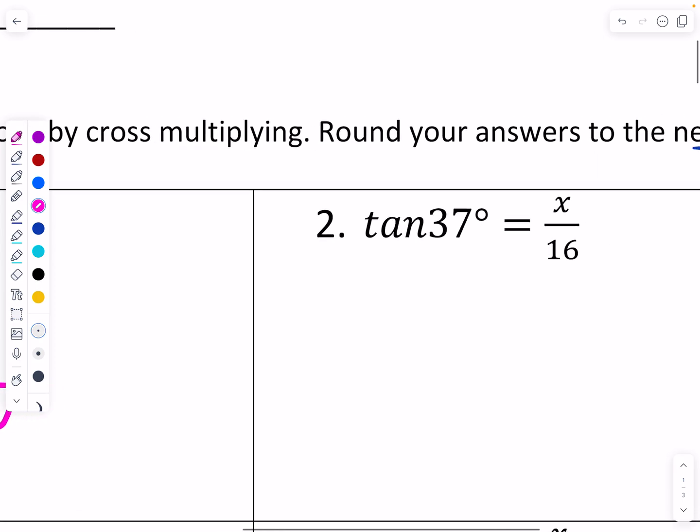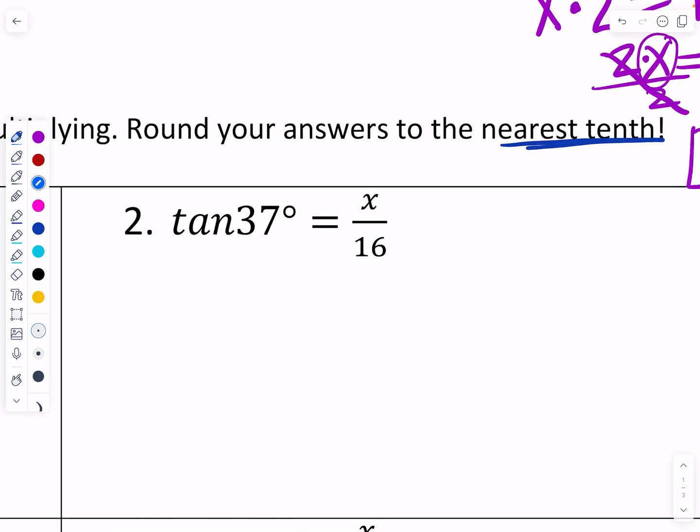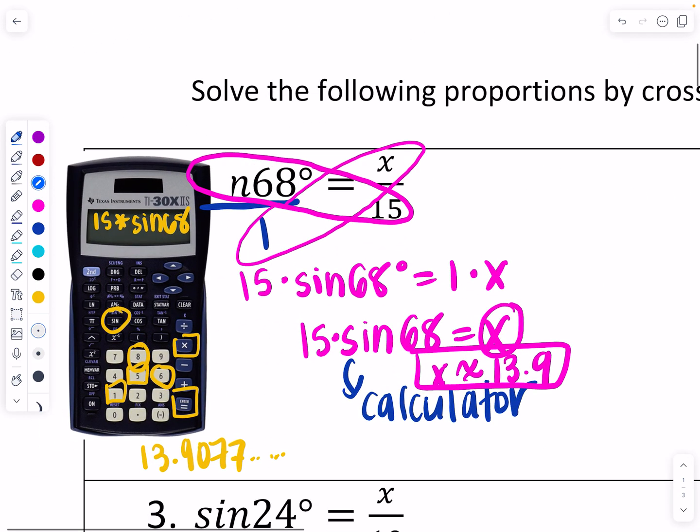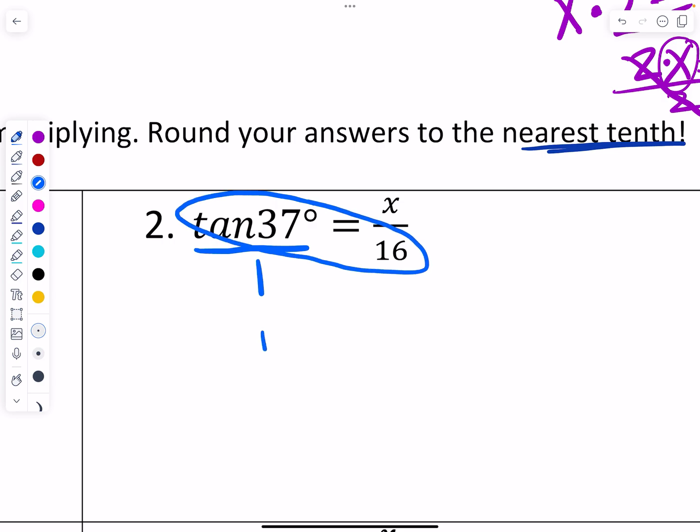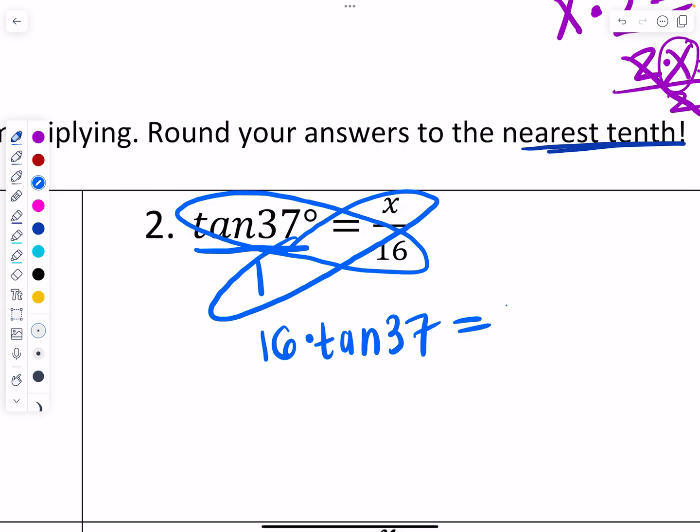Okay, let's do this again. So now we're going to be using tangent. It's our tangent button. Remember that tangent button is right here. And so now we're going to be using tangent of 37 over 1, and we're going to cross multiply. So when I cross multiply, that's going to be 16 times the tangent of 37 is equal to 1 times x. So what is 1 times x? 1 times x is just x.